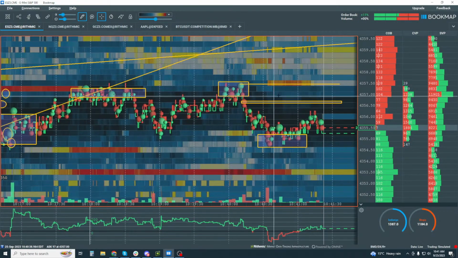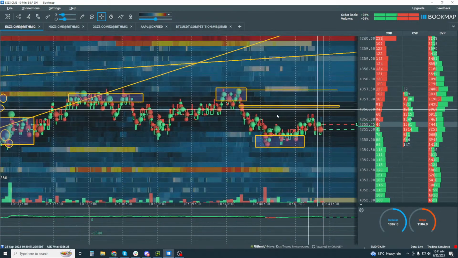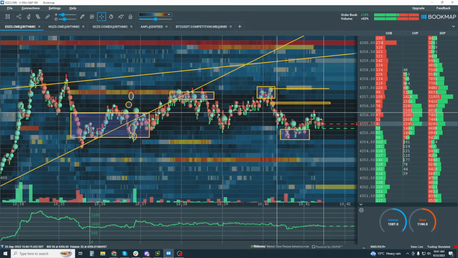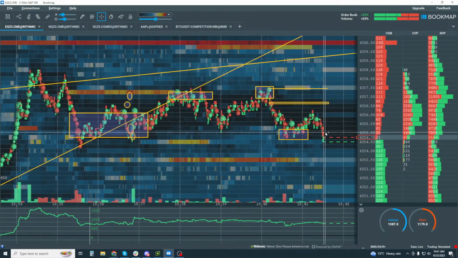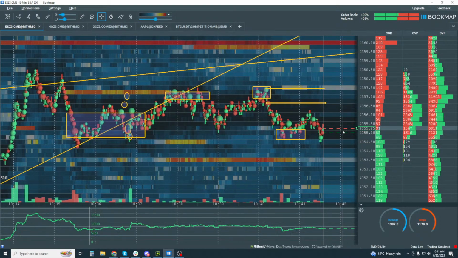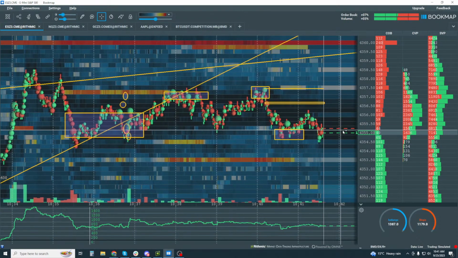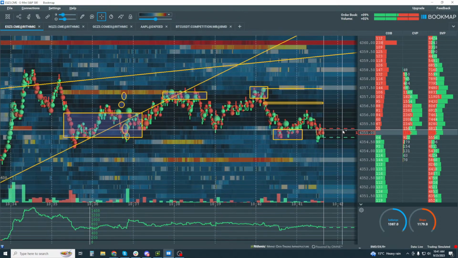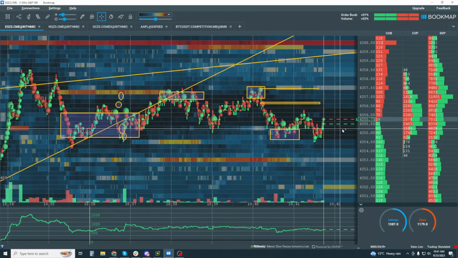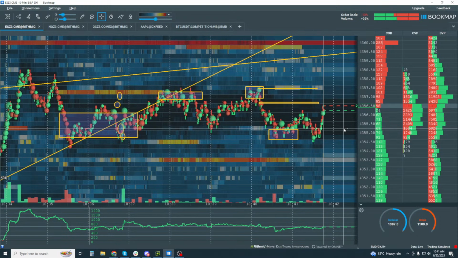So we want to identify when they're not trapped, and we'll take a look for that. Okay, here come our sellers. Yeah, this could still be a trap here, potentially.